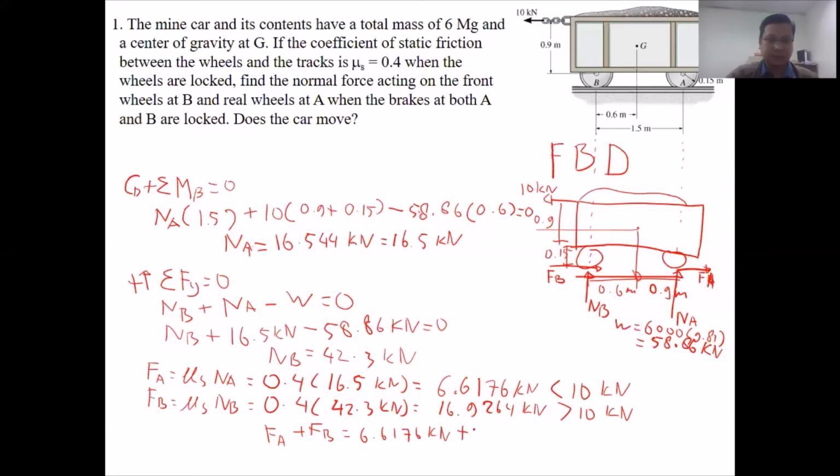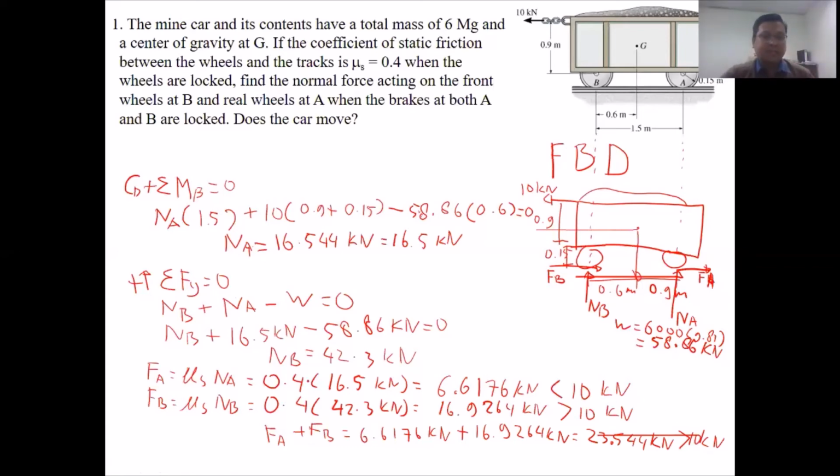Equal to 23.9 kilonewton. So it means it is higher.